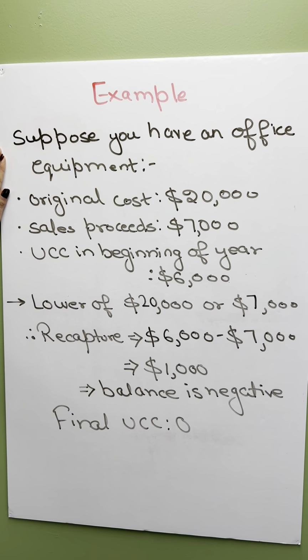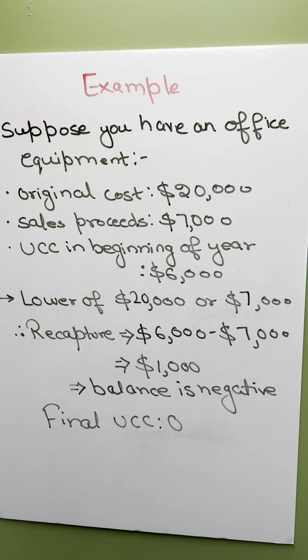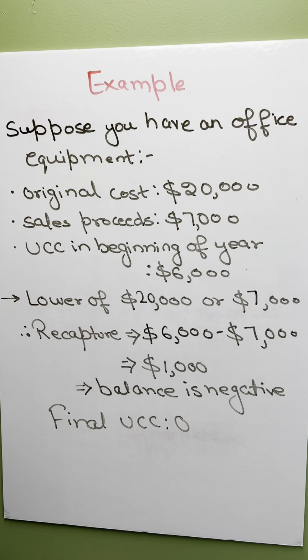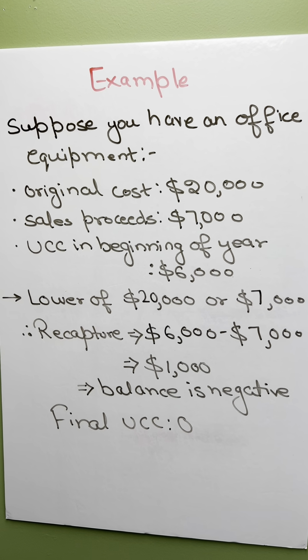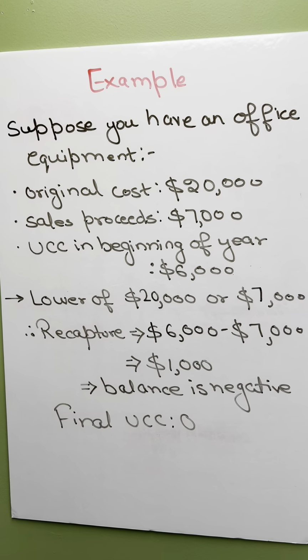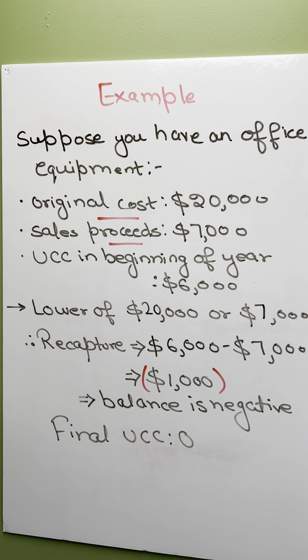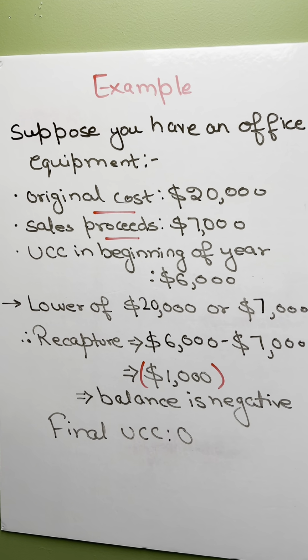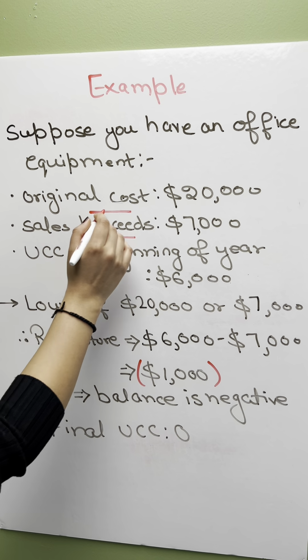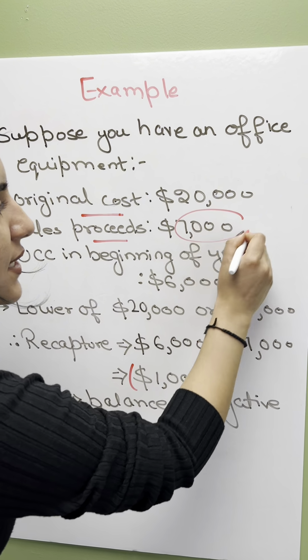Now let's make it clearer with a practical example. Suppose you have office equipment which you purchased originally at a cost of $20,000 and you sold it for $7,000, and you were claiming CCA on this in previous years. So the UCC at the beginning of the year is $6,000. And as we discussed before, in the recapture formula, we have to include the lower of the original cost or sales proceeds. And in our case, it will be $7,000.